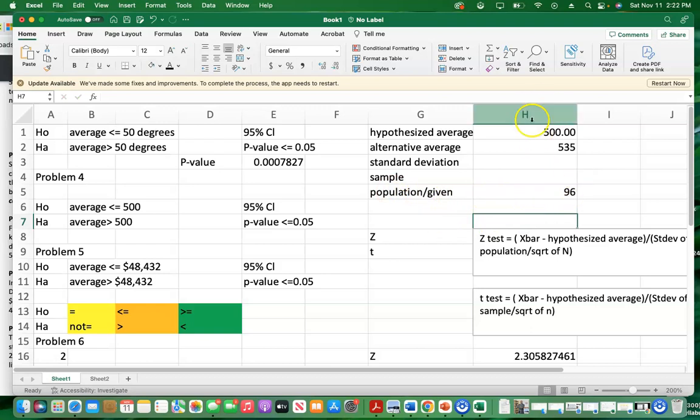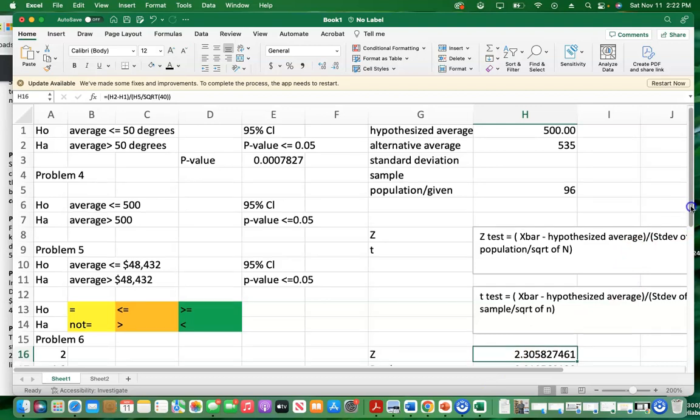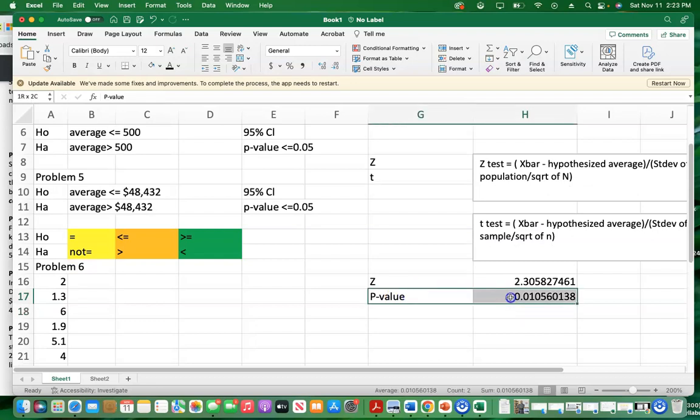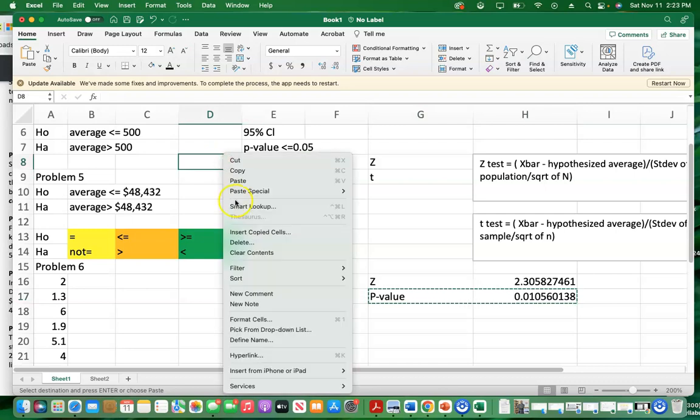So when you change these values, you will see that for the z test, we get this value, which is 2.305, and the p-value actually is obtained, and it is 0.01. Let me copy this p-value again, and let me paste it here, and I'm going to paste it just as values.